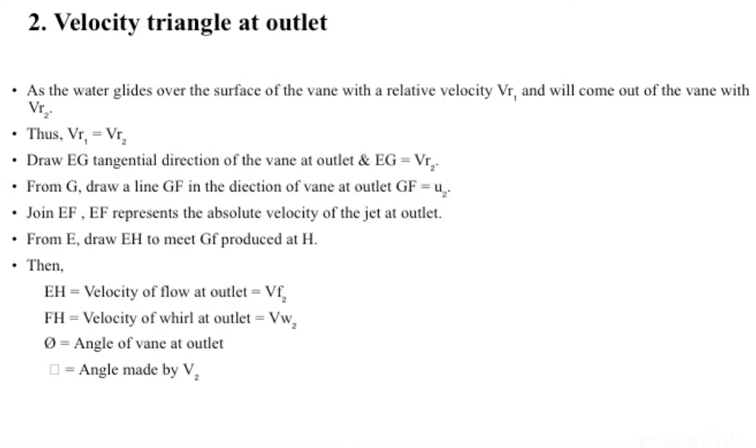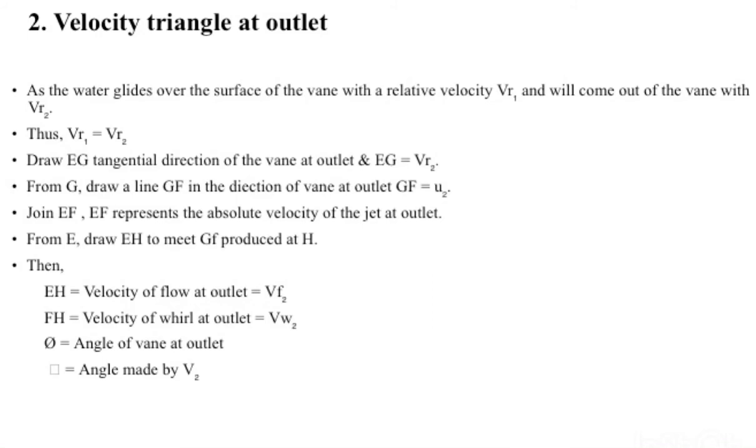Now from the point G you have to draw a line GF in the direction of vane at outlet. That GF represents your U2, the velocity of the plate at the outlet. Again you have to join EF. That EF represents your absolute velocity of flow at the outlet. Now through the point E you have to draw EH, which will meet GF produced at H. Now this EH represents your velocity of flow at outlet, that is VF2. FH represents your velocity of whirl at outlet, that is VW2.